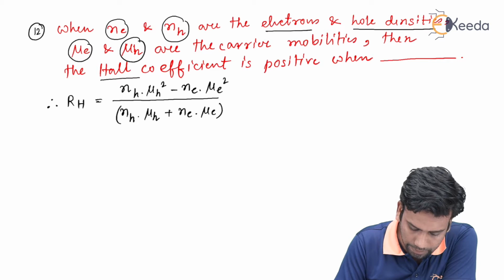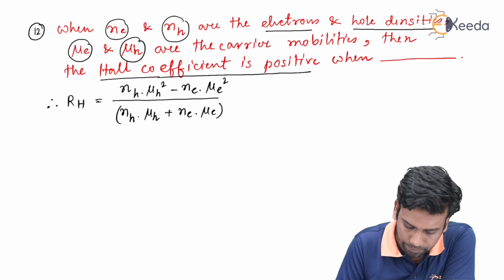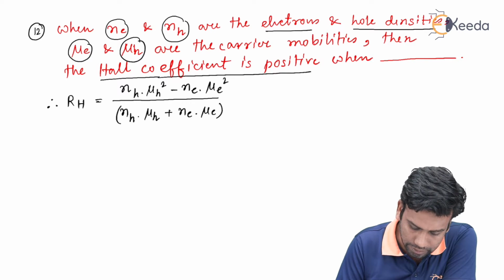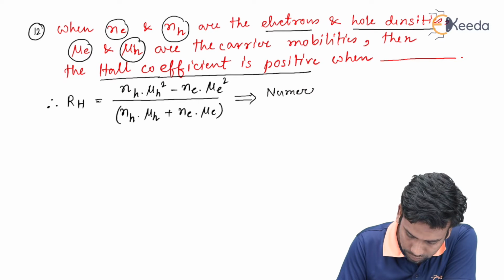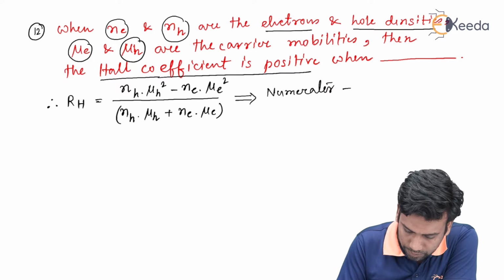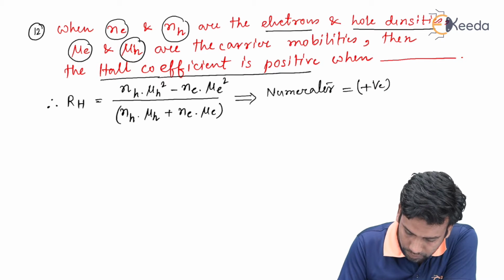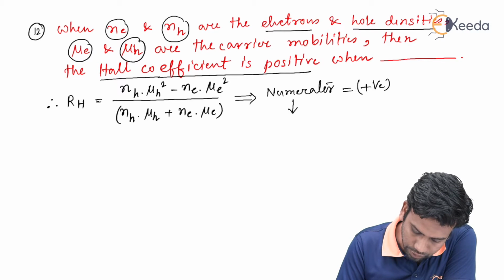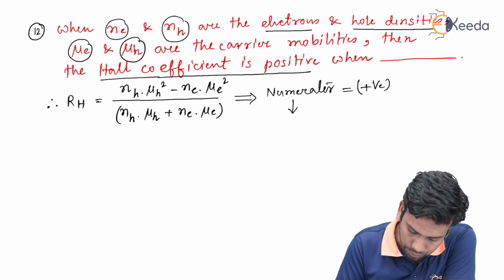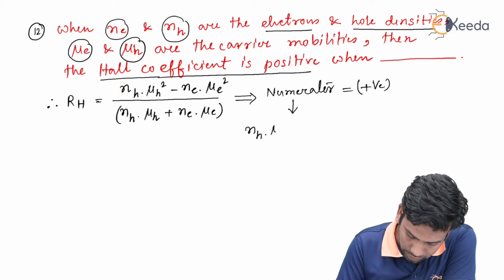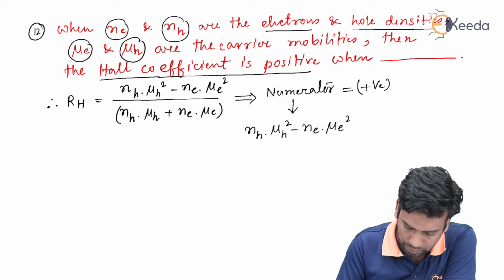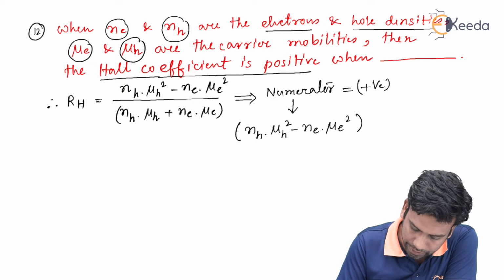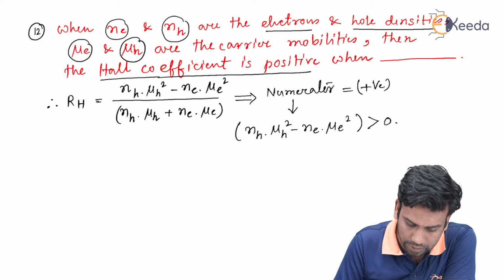In the numerical they have given that the Hall coefficient should be positive. It concludes that the numerator of this ratio must be positive, and this numerator of this ratio is equal to NH into mu H squared minus Ne into mu E squared. So this must be positive, that means it must be greater than 0.